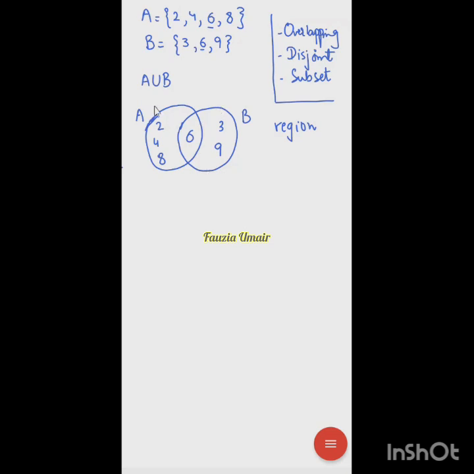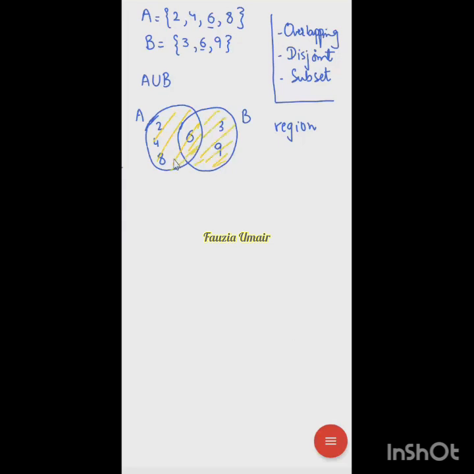Now we need to shade A union B. We need to illustrate what region belongs to A union B. We know that A union B means all of these elements. So we will just shade all of this to represent A union B.